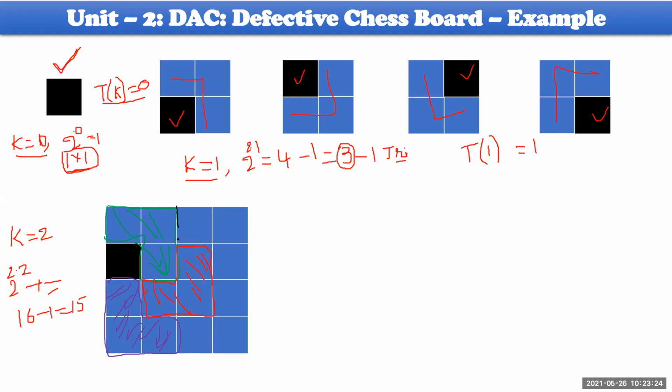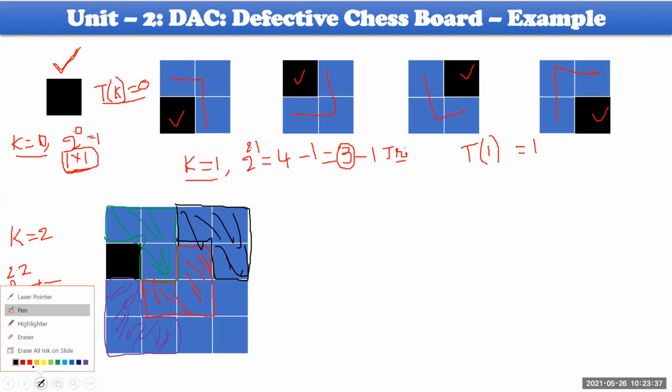This is the fourth triomino I'd like to take into consideration to place. So this is the fourth triomino, the black one. And finally, the last triomino which I would like to consider is this one. So in this way you can place the triominos around the defective tile at this particular place.